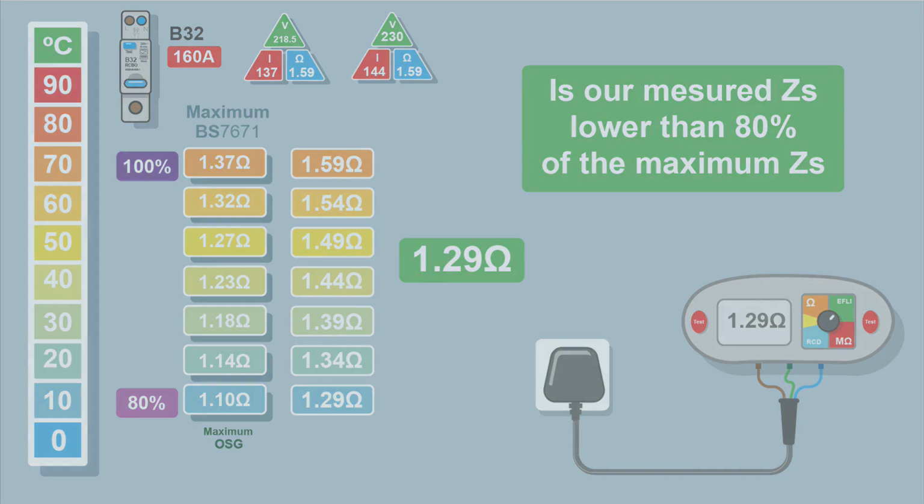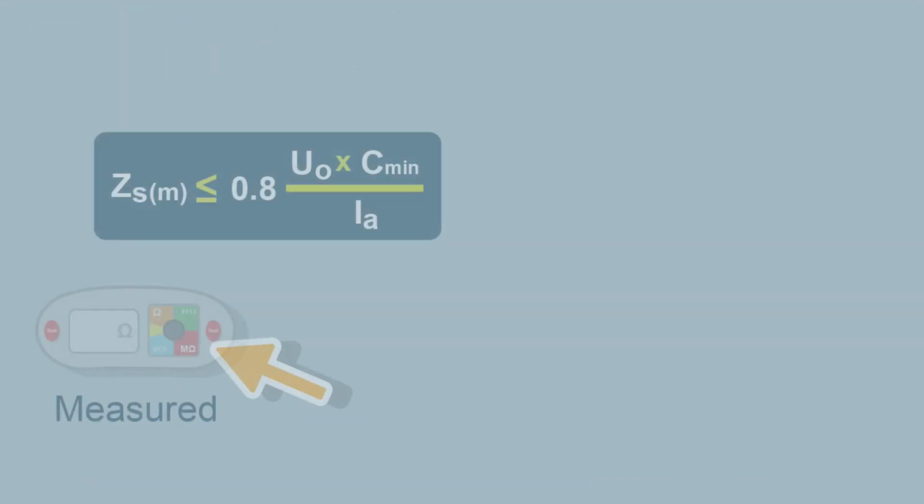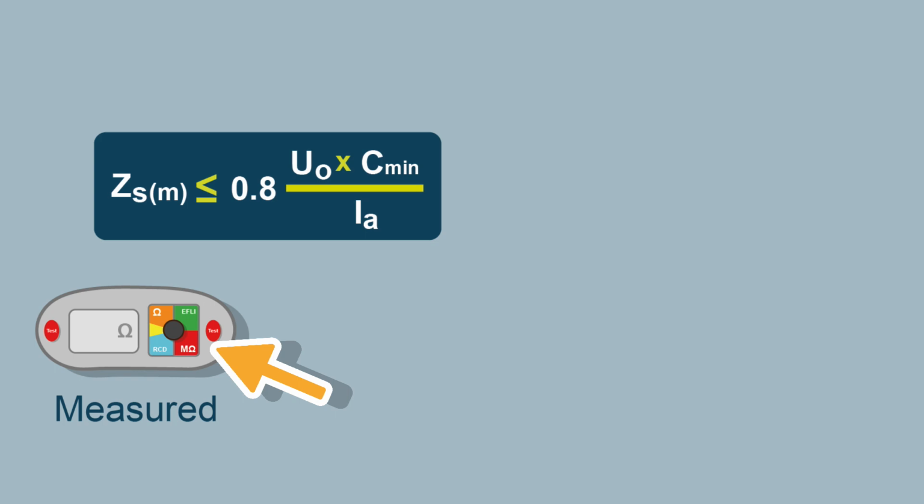There are other formulas and there are other ways of doing this. So let's have a look at a few more. So here's the formula we use for calculating maximum ZS. We've got the temperature correction of 0.8, and we're comparing our measured value against this temperature corrected value. And if our measured reading is less than the corrected reading, we know that we're compliant. And the protective device should operate in the correct time.